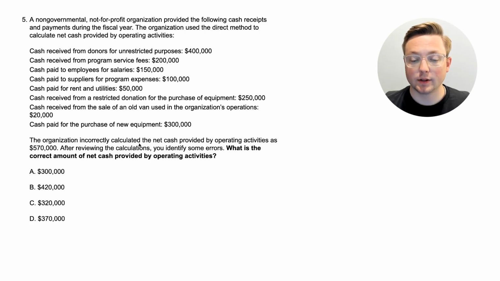They incorrectly calculated it as $570,000. So very similar to the previous question, where it's telling us what they calculated, but it's not necessarily saying how they calculated it. And we have to do the correct calculation. And by doing the correct calculation, we'll find out why they ended up with $570,000. And we'll also know the correct answer.